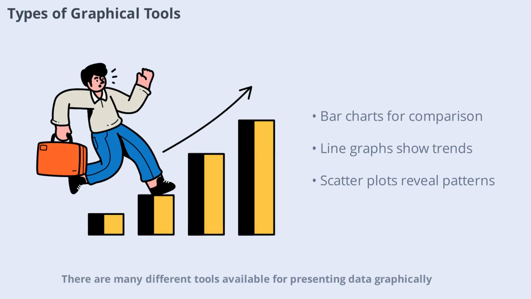There are many different tools available for presenting data graphically. From simple bar charts and line graphs to more complex scatter plots and heat maps, each tool serves a unique purpose. Choosing the right graphical tool depends on the type of data and the story you want to tell. For example, bar charts are great for comparing quantities, while line graphs are perfect for showing trends over time. Understanding the strengths and limitations of each tool is key to effective data visualization.